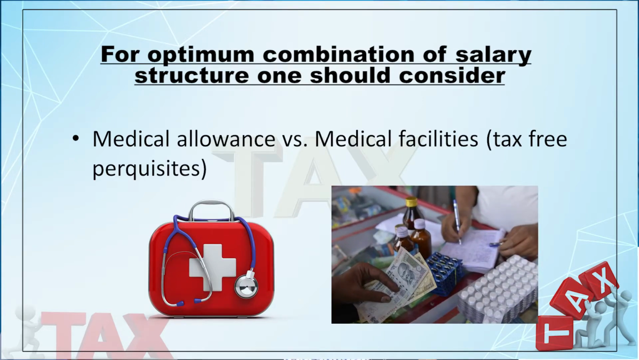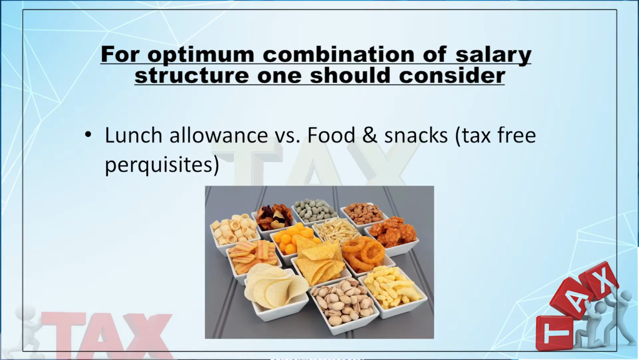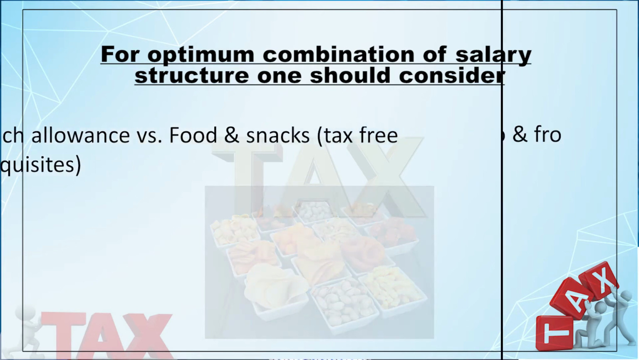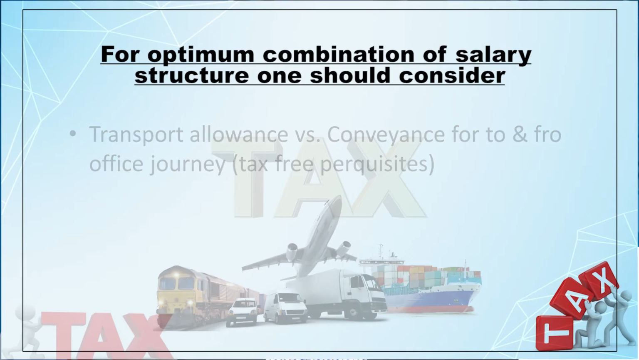You may consider medical allowances versus medical facilities. You may consider lunch allowances versus food and snacks provided during office hours within the office premises. This is a tax-free perquisite, but lunch allowance is a taxable allowance. The company may think to provide transport allowance or conveyance for to and fro journey from residence to office. Transport allowance is taxable beyond a certain limit, but conveyance for to and fro journey from office to residence is fully tax-free.